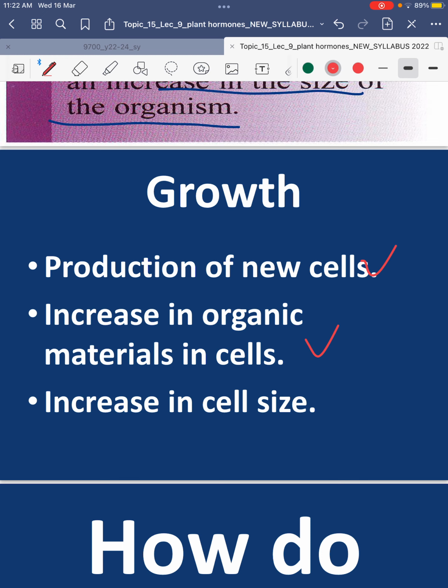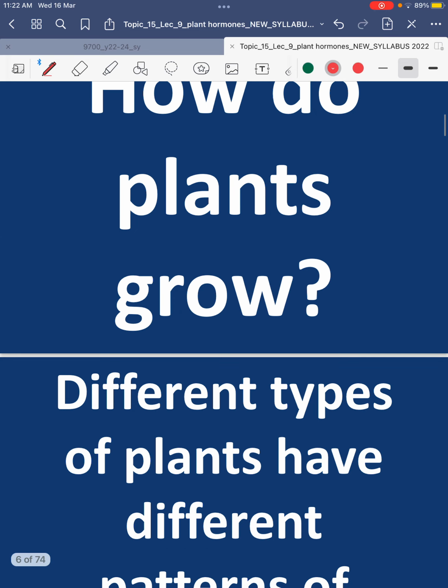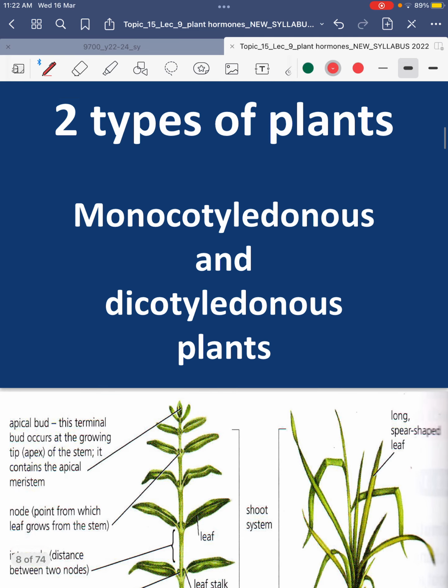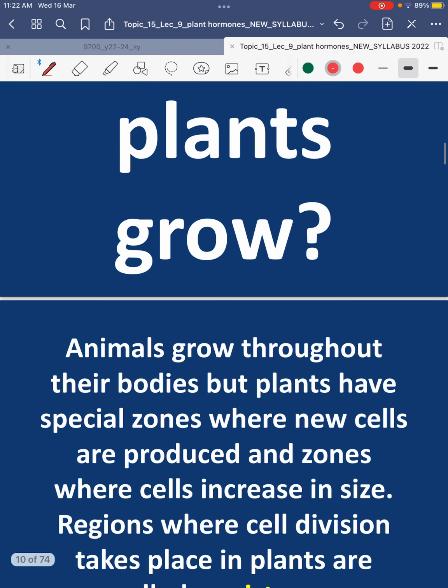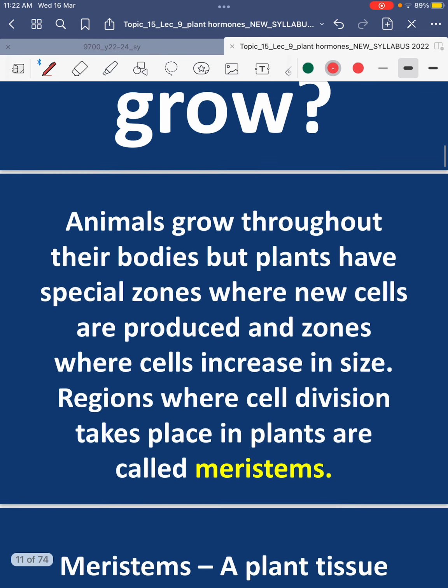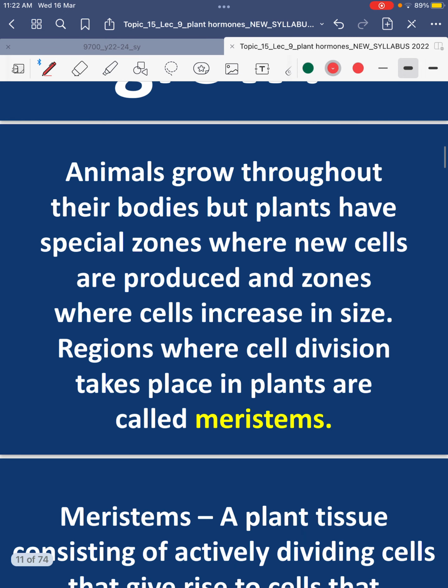Okay, and then increase in cell size. So cell size, it doesn't mean new more cells. Okay, increase in cell size here, you need to understand the meaning. Increase in cell size means small cell becomes medium size and then large size. Okay, how do plants grow? So plants may grow, from our lower 6 syllabus, they grow from certain areas of the plant.